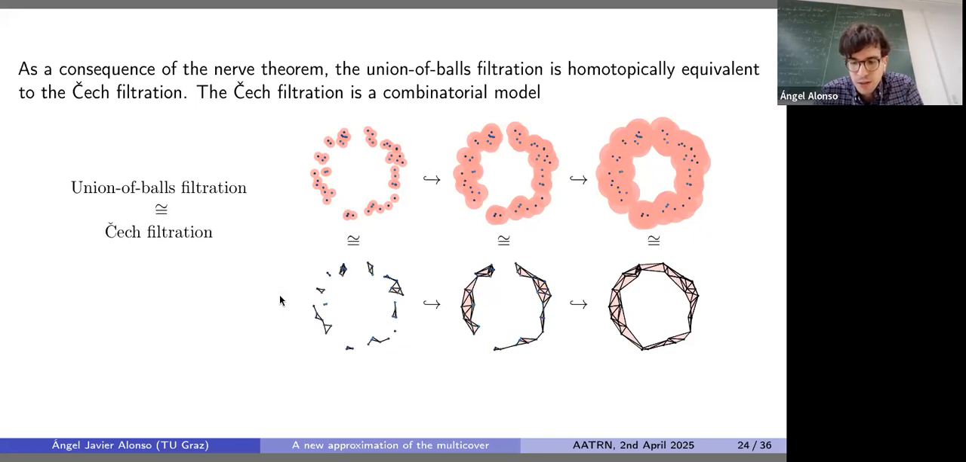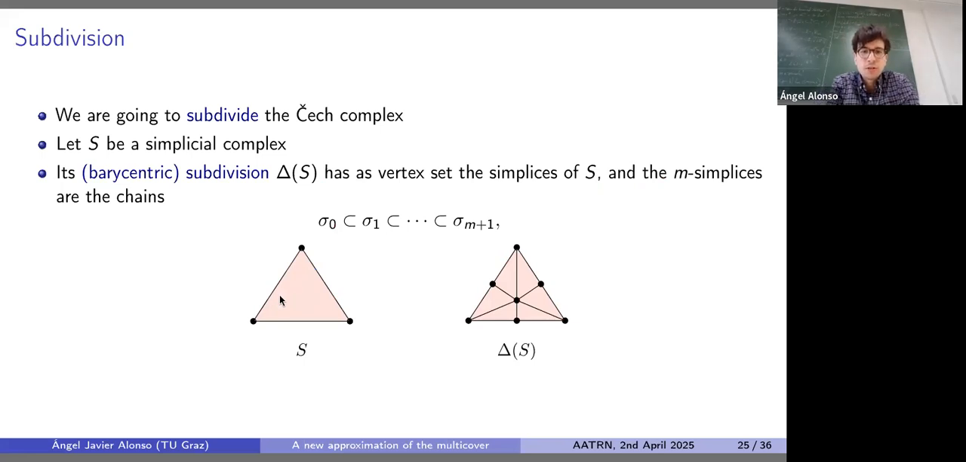How do we extend it to the multicover? This is where the work of Sigi comes in. What we are going to do is subdivide the Čech complex. What do I mean by subdivision? Let S be a simplicial complex. Then its barycentric subdivision has as vertex set the simplices of S, and its simplices are going to be chains of simplices. And perhaps it's better to look at the picture. Here I have S, this is just a triangle. Since I have an edge, I add a vertex that represents this edge. I have a triangle, so I add this vertex that represents this triangle, and then I connect everything together.